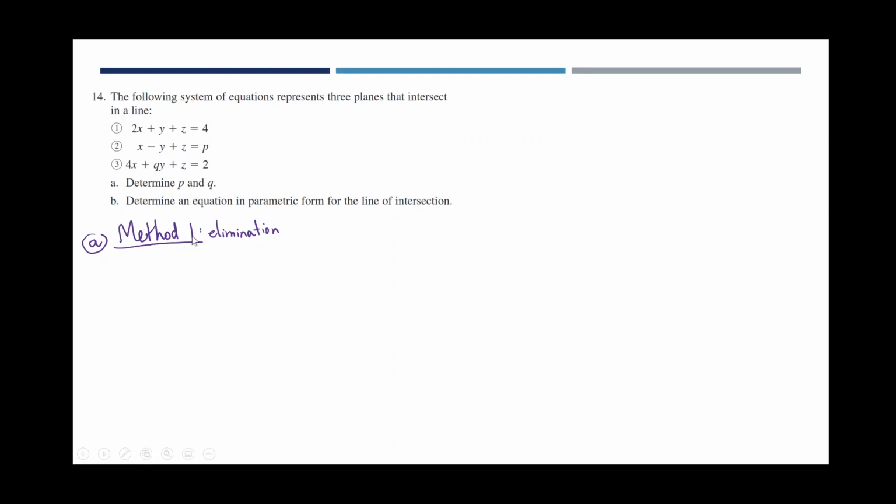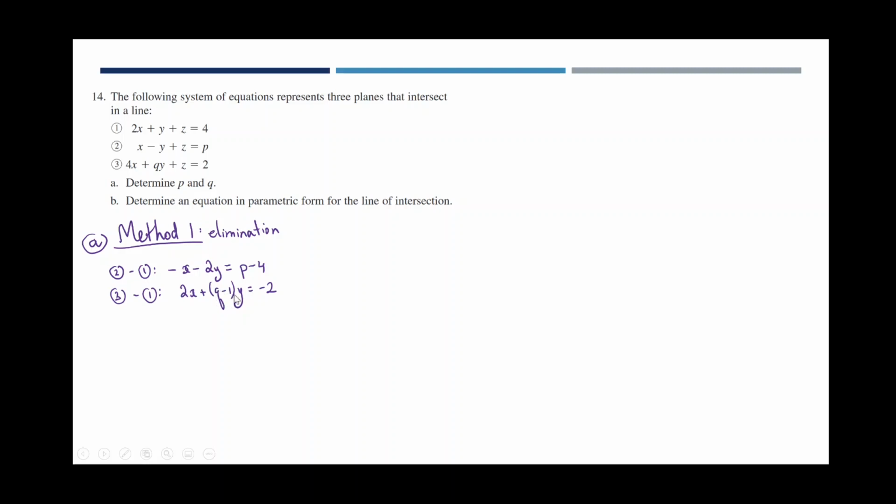Method number 1 is most likely what you would go towards. It's just starting to eliminate some variables. We notice that the coefficients on z are all identical, so we can eliminate z. What I have done is I took equation 2, subtract equation 1 to get this expression right here. And then equation 3, subtract equation 1, gives you this expression here.